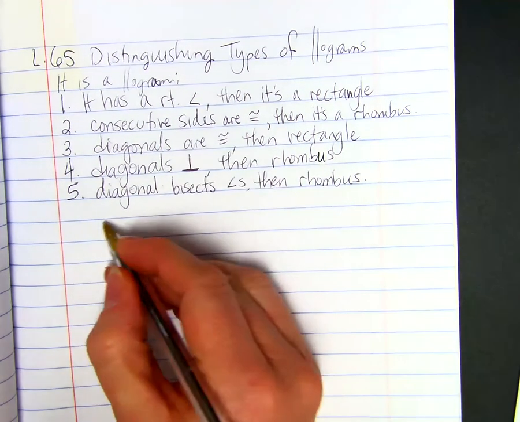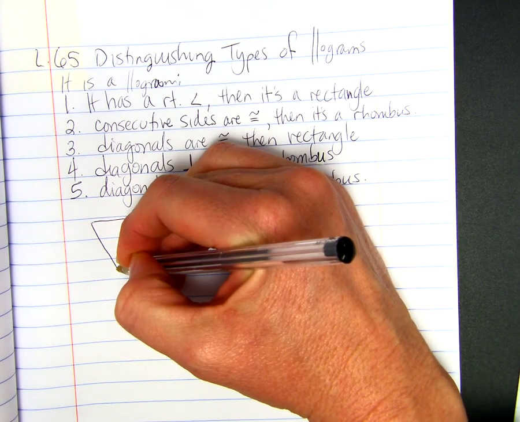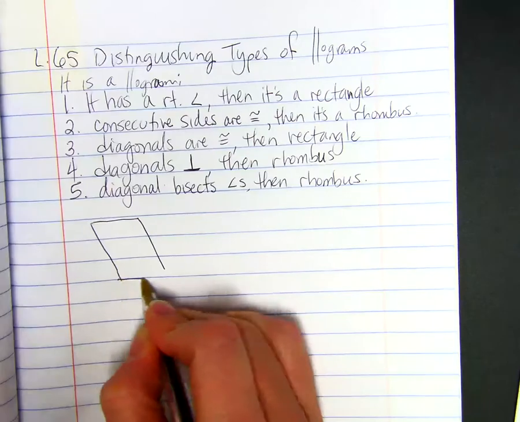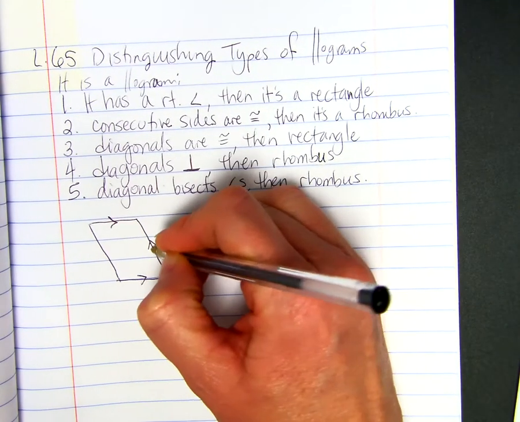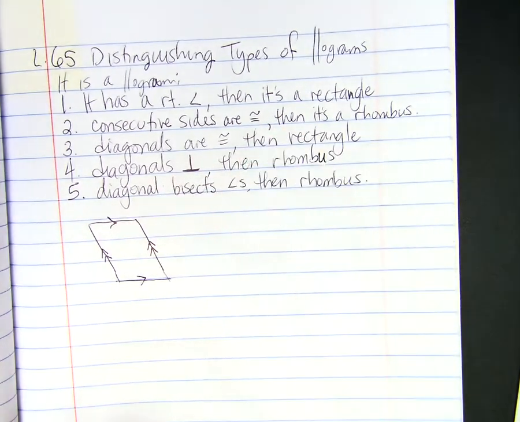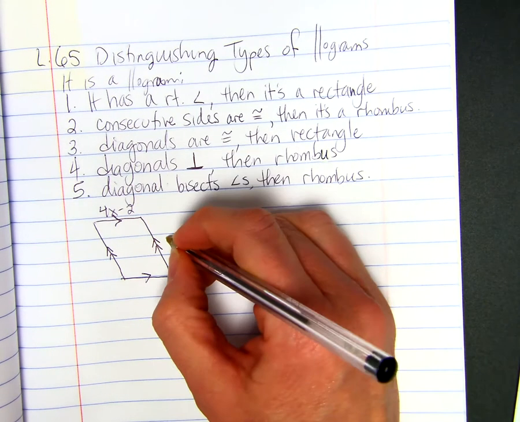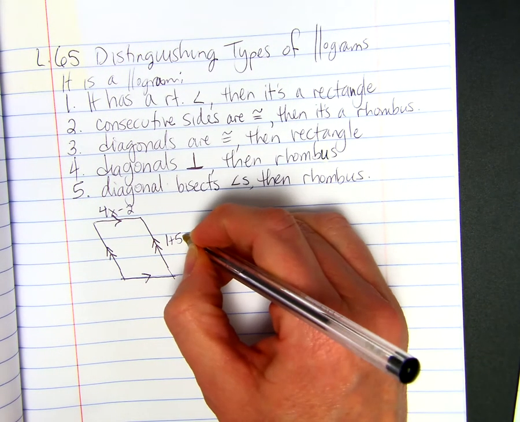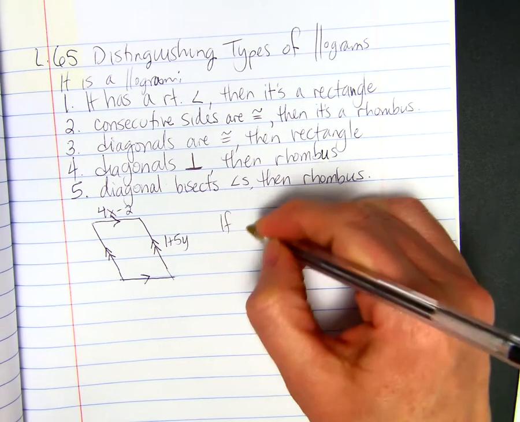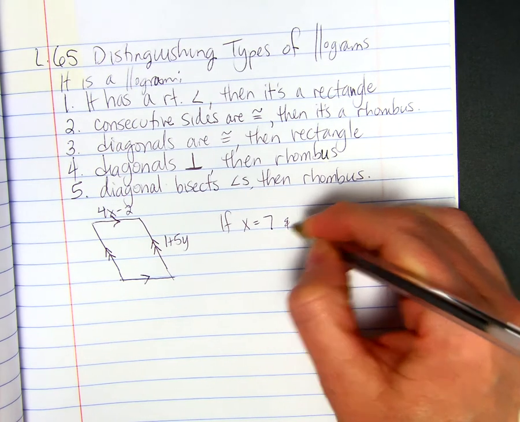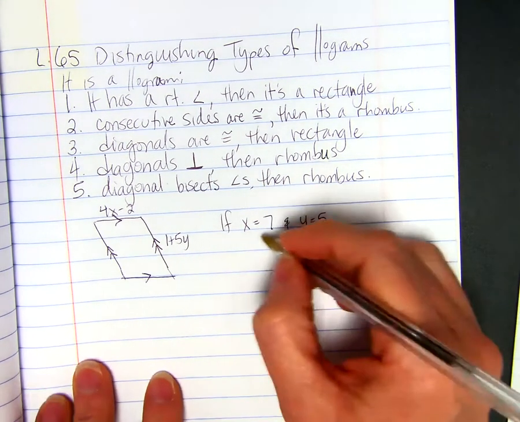So here's an example of a problem. If you have the arrows like this, you know it's a parallelogram. Okay, so in this problem, they're doing 4x minus 2, 1 plus 5y. If x equals 7 and y equals 5, is this shape a rhombus?